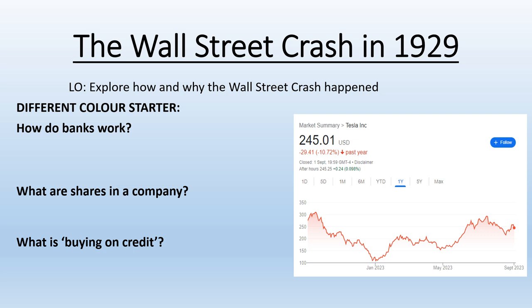Hello, everyone. Today we're going to be taking a look at our first lesson in our study of the USA, and it's all about the American economy around the year 1929. So today we're going to talk about the Wall Street crash in 1929. We'll be looking at how and why the Wall Street crash happened.